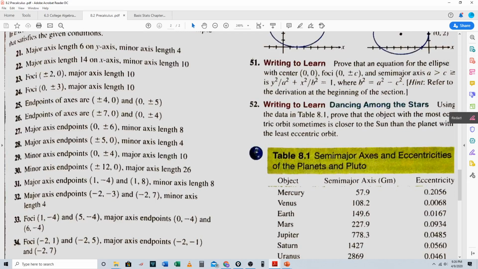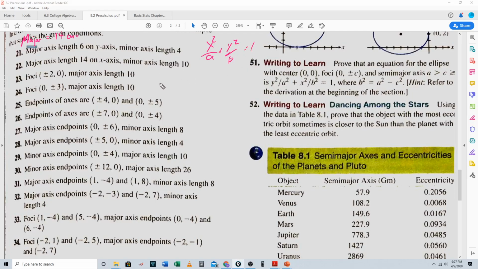I'm just going to write 22. We had major axis 14 on the X. So that's nice. It tells us it's going to open up horizontally, and it's going to have the x squared over a squared plus y squared over b squared equals 1.